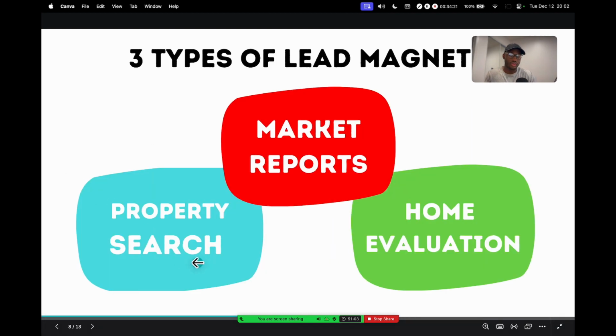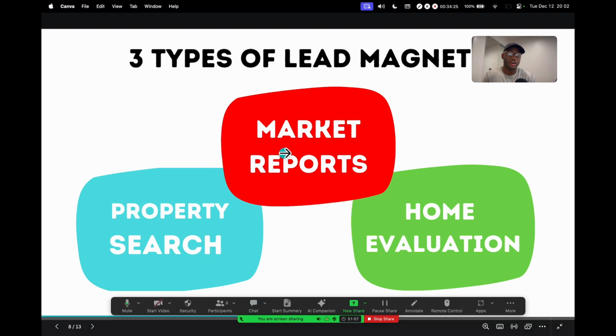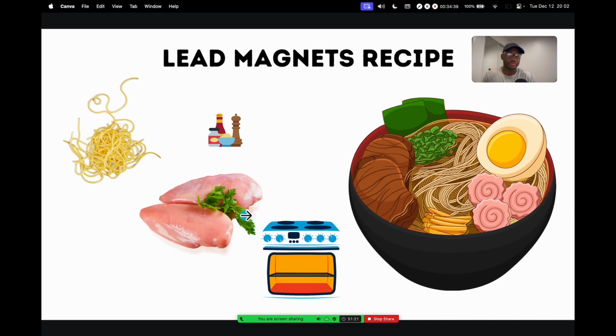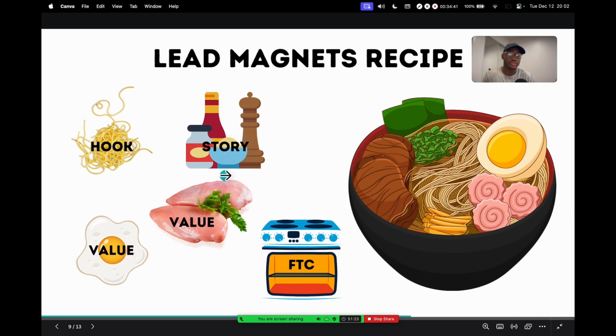For the examples here we have, there's many more types of content you can put out there, but these three are the easiest ones that you have available to you through KV Core. And maybe at some point in the future, we'll talk about different types of lead magnets beyond these three. But right here is going to be the main ingredients you will need every time you send something out.